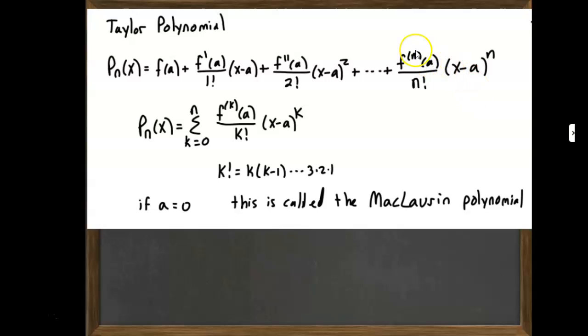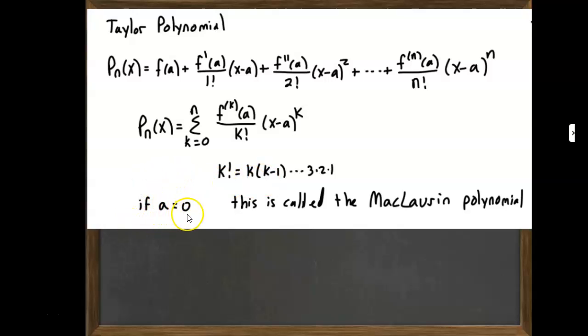And so in general, we write the nth term as the nth derivative evaluated at that point divided by n factorial, x minus a to the n. We can write that in summation notation as the sum as k goes from 0 to n, understanding that the 0th derivative is the original function, taking that convention. So it's the kth derivative at a over k factorial, x minus a to the k. Of course, when k is 0, x minus a to the 0 is just 1. And remember that factorial is just k times k minus 1 all the way down to 1.